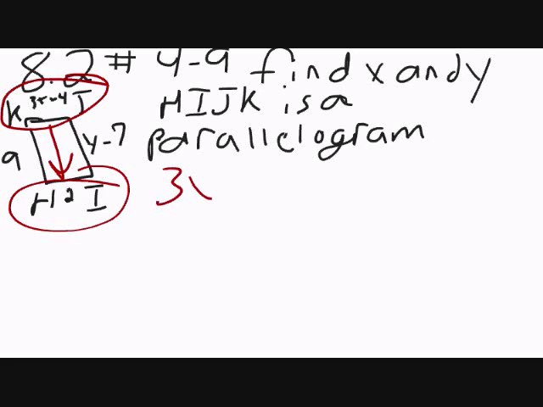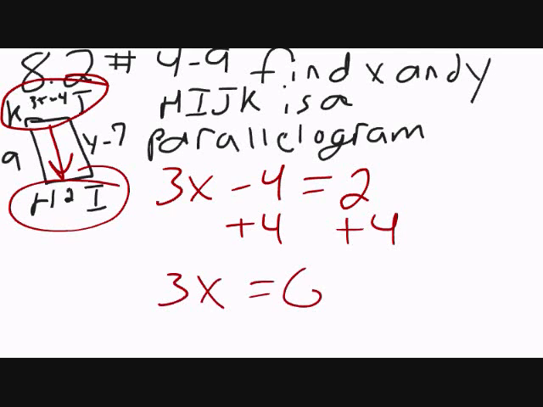So I can write 3x minus 4 is equal to 2. Since I've set up an equation, I can solve it, add 4 to both sides, and I get 3x is equal to 6. Divide both sides by 3, and I get x is equal to 2. Well, great. That's how I solve for x. I bet you can figure out how we're going to solve for y.